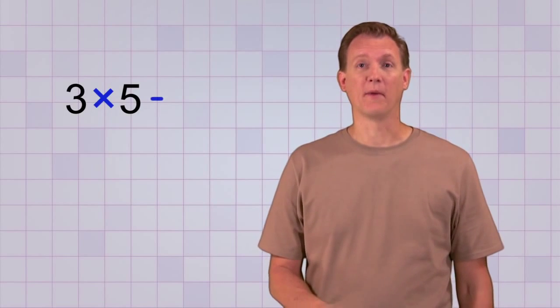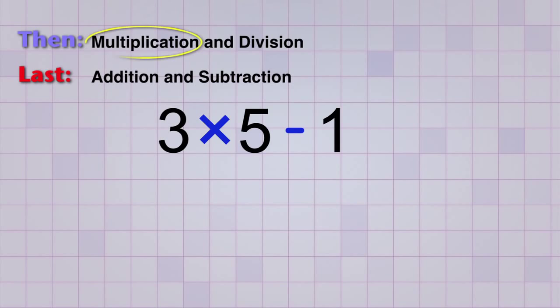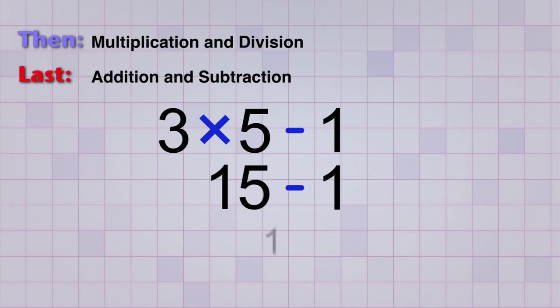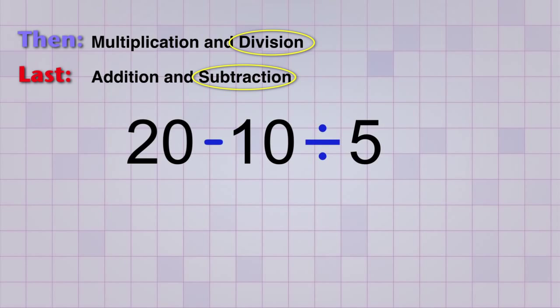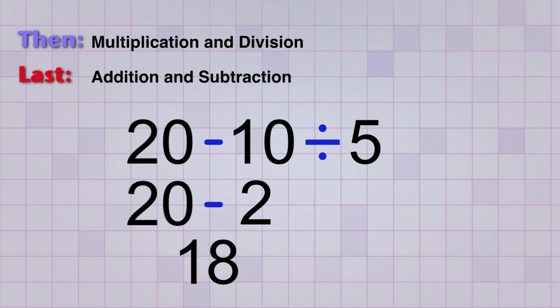What a surprise! Now let's try this one. 3 times 5 minus 1. Our rules tell us that multiplication is higher on the list than subtraction, so we do 3 times 5 first. And that gives us 15, and then we subtract the 1, which leaves 14 as our final answer. Here's one with division and subtraction. 20 minus 10 divided by 5. And since division has a higher priority, we do the 10 divided by 5 first, which equals 2. And then we subtract 2 from 20 and get 18 as our final answer.